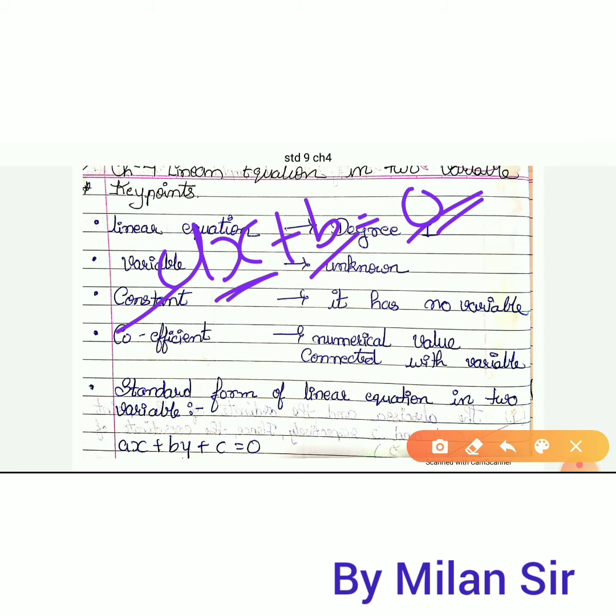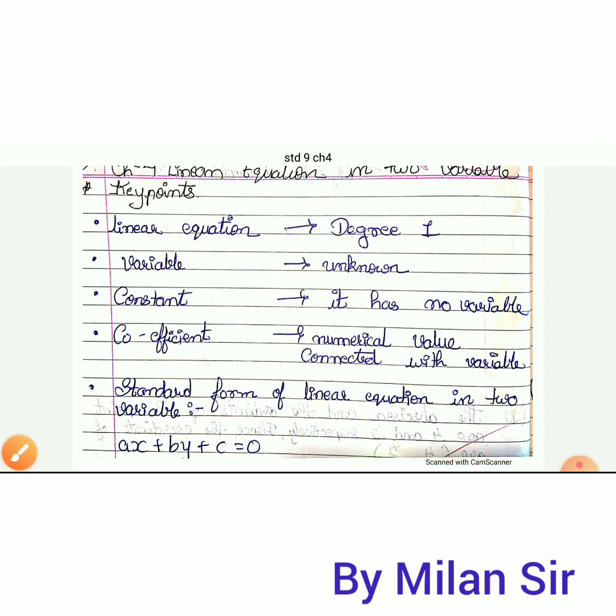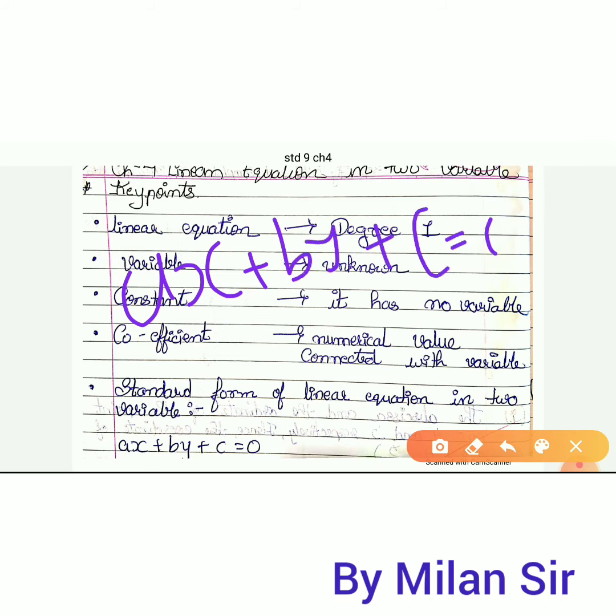Here we learn about a linear equation in two variables, so we need to have two variables. Our first variable is x, the second variable is y, then a constant term c equals 0. So ax plus by plus c equals 0. Here we have two variables, x and y.